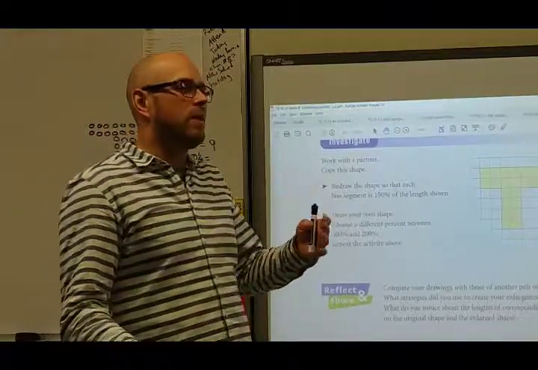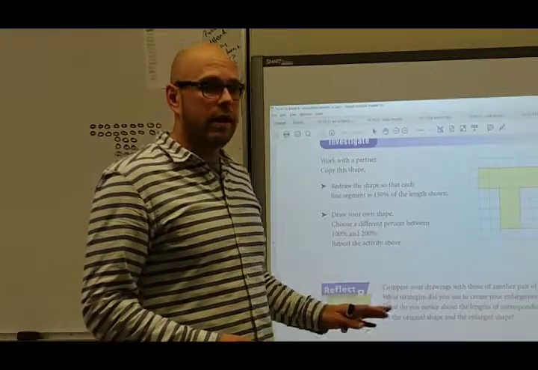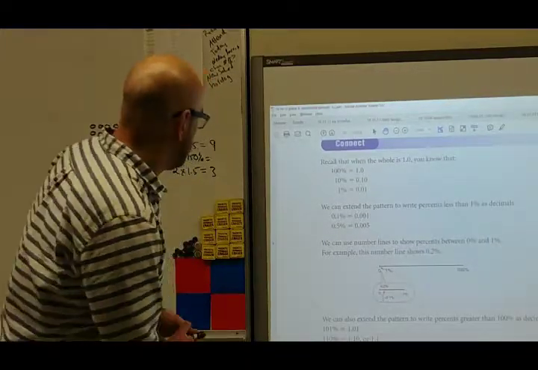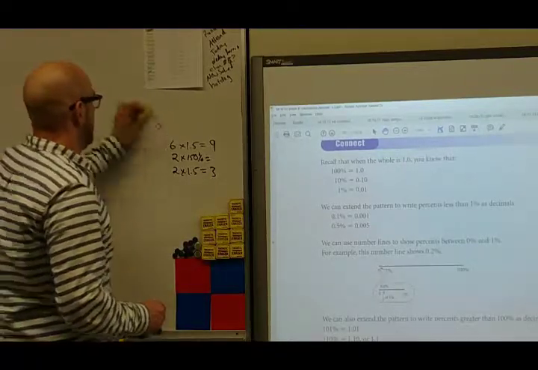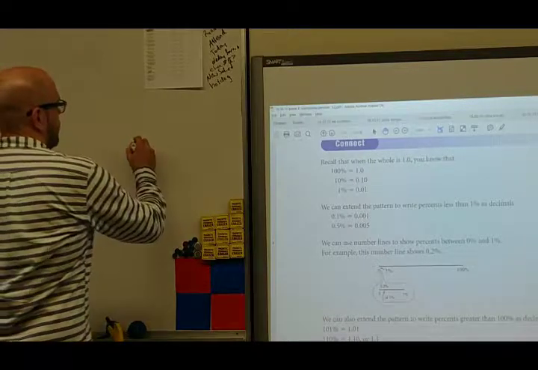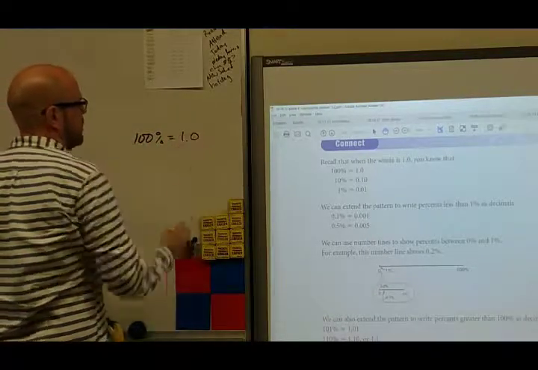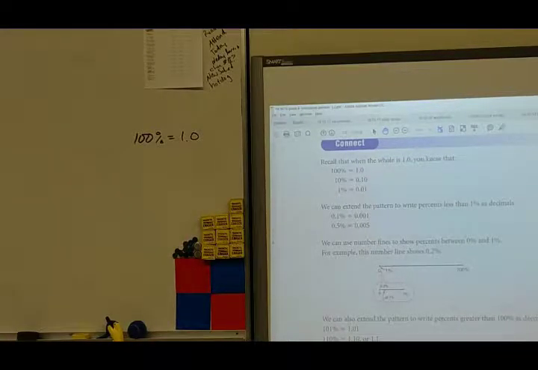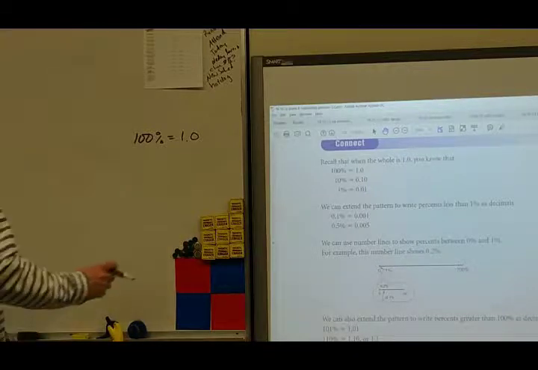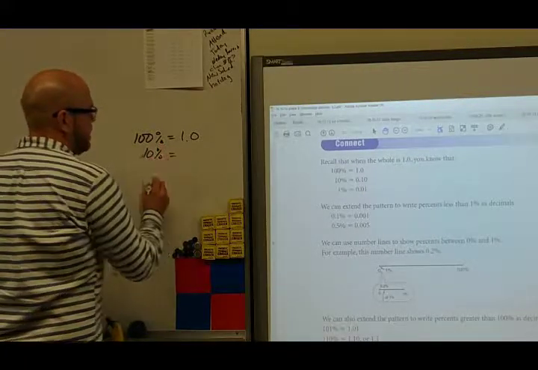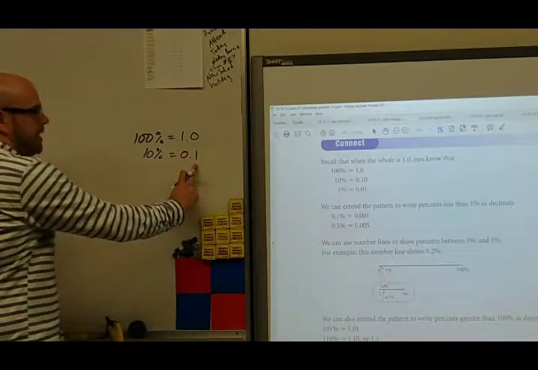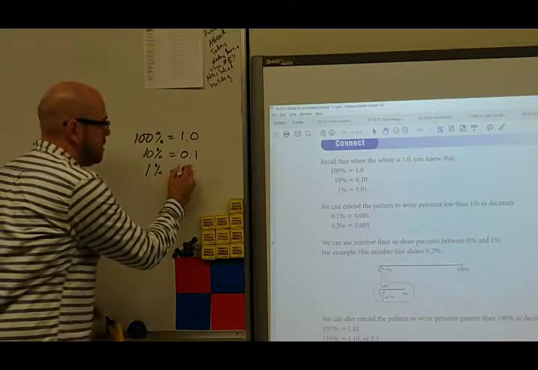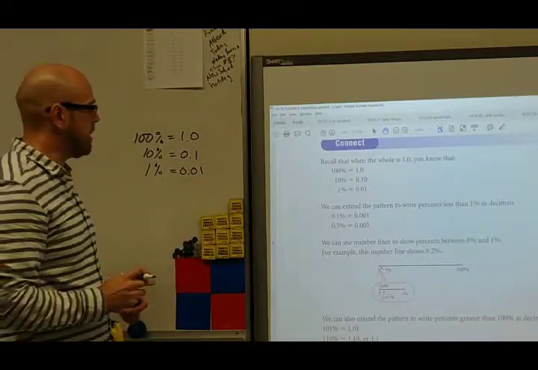So right now, if you're nodding your head going, yeah, I get it, you're probably going to get all this right away. If you don't know it yet, don't worry, we've got more examples. So let's take a look. It says, recall that when the whole is 1, you know that 100% equals 1. Well, that's true. 100% is equal to 1.0. If I have 1 of something, I have 100% of it. If I ate 1.0 cakes, I ate 100% of those cakes. So 10% would be a tenth of that. 0.1, 1/10, 10%. And then 1% would be 100th, or 0.01. 1 in the hundredths place is 100th.